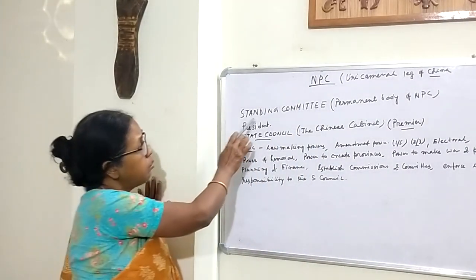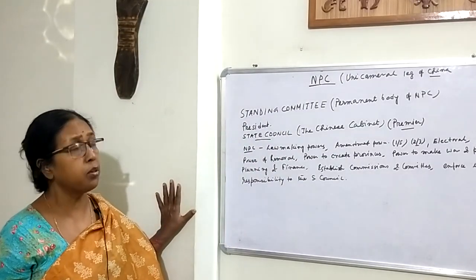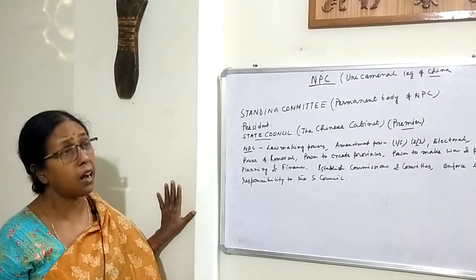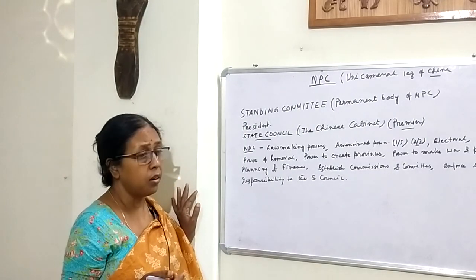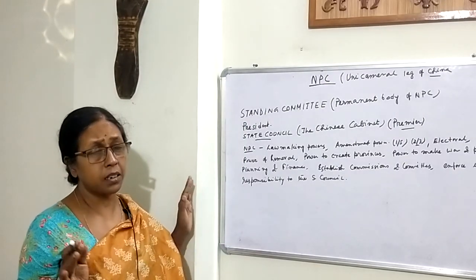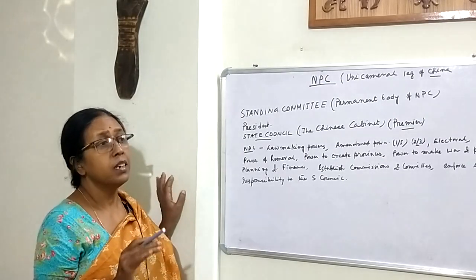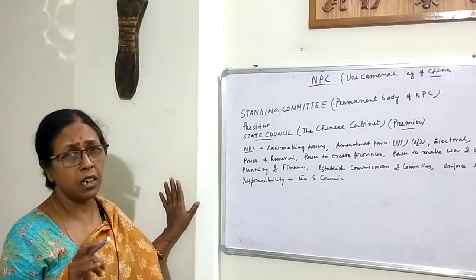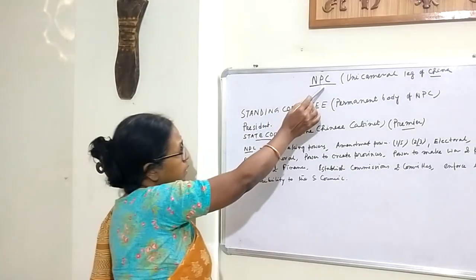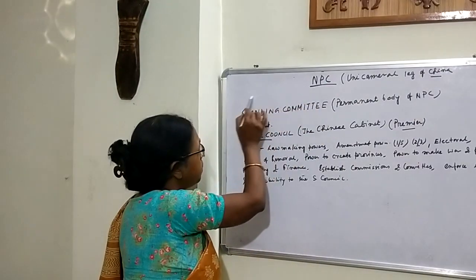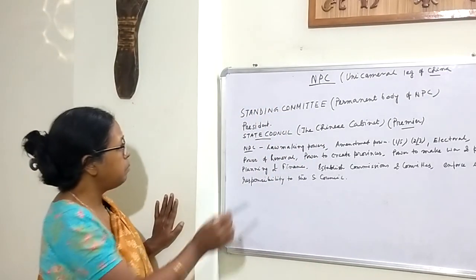And why is the standing committee necessary? Because the NPC, National People's Congress, is a huge body. It consists of more than 3,000 deputies. Members of the NPC are known as deputies, so it is hardly possible for 3,000 persons to sit together and perform any work systematically. So the NPC generally meets once a year for a few days only. Otherwise, the regular activities of the NPC are carried out by a small miniature committee which is known as the standing committee.